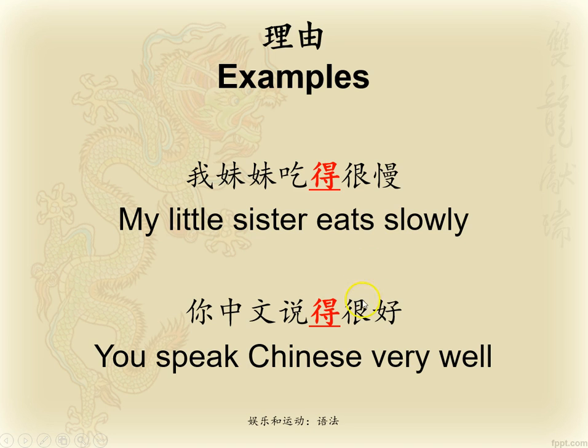You can see in both of these examples I've used an intensifier, which means very. And usually when you are creating a sentence about someone's ability in something, you will use an intensifier there. So 你中文说得很好. If you want to say you speak Chinese very fast, you could say 你中文说得很快. Or if you speak really slowly, 你中文说得很慢.